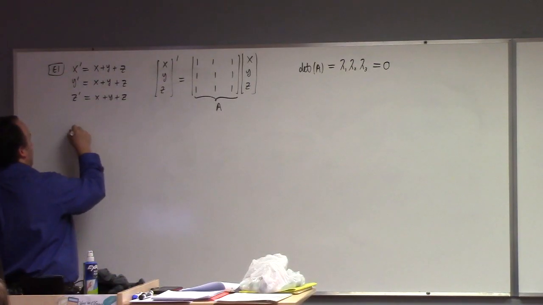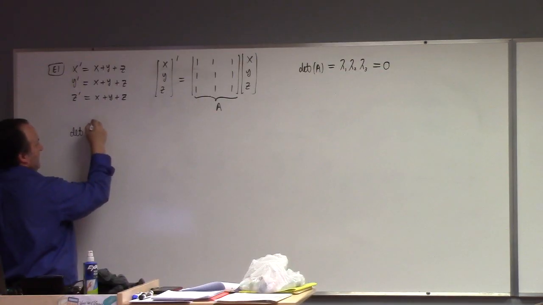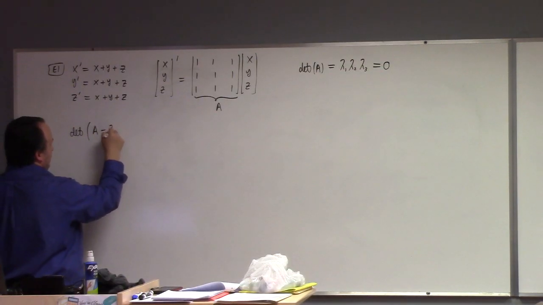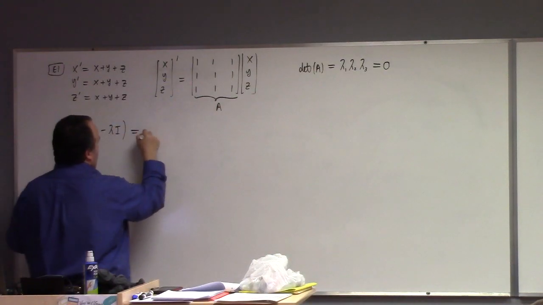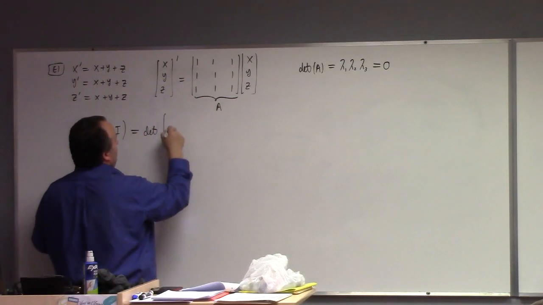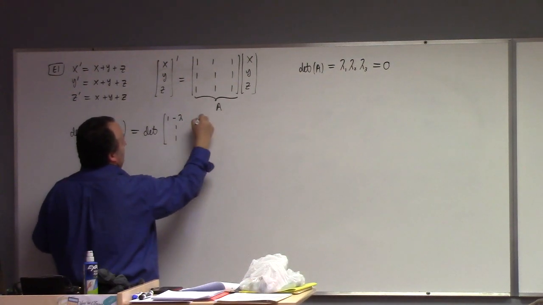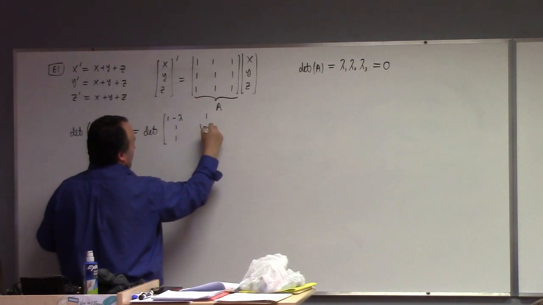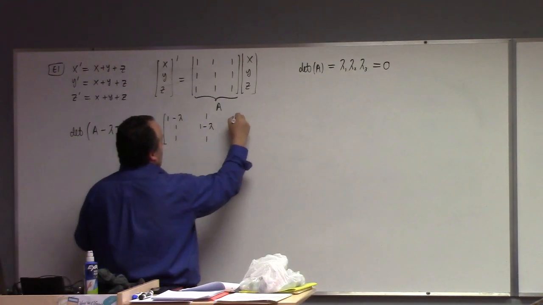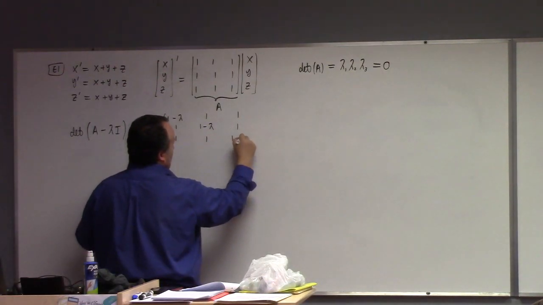All right, so let's work out the characteristic equation. Now, do you guys want me to use lambda? I could use x instead. We don't have to use lambda. Lambda? All right. A minus lambda I it is then. So we've got to look at the determinant of 1 minus lambda, 1, 1, 1, 1 minus lambda, 1, 1, 1, 1 minus lambda.